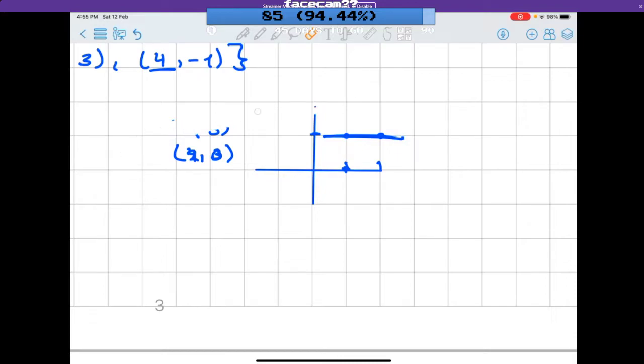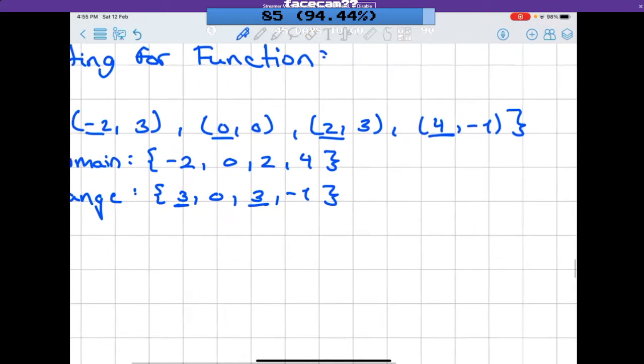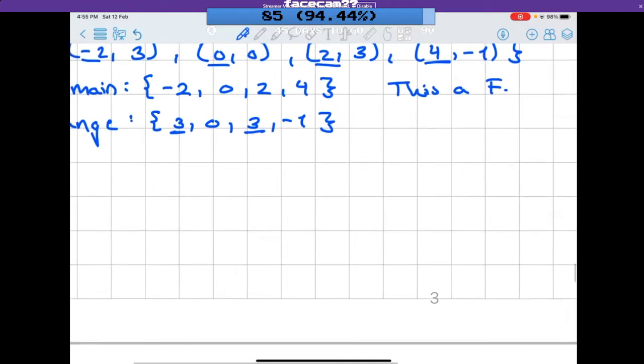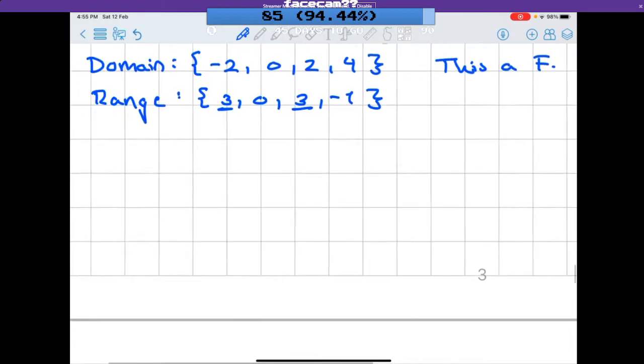See, so basically all you need to look at is the domain. Look at your x values. If they are repeated, then it's not a function. In this case, we don't have any repeated x values, which means this is a function. Okay? So as long as, I'll write it down here.